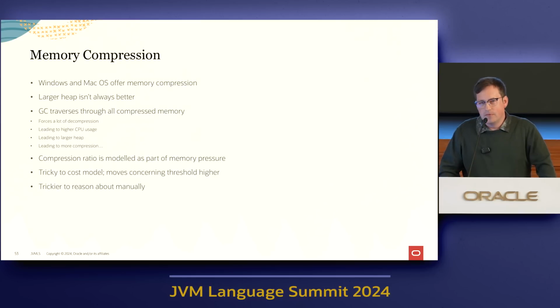So fortunately, we were able to model this in the cost modeling by looking at the compression ratio and making that part of the memory pressure. So as the amount of memory that's compressed increases, we start being more careful to increase the heap. And that made the cost modeling a little bit more complicated. But on the other hand, when you think about it, how can users reason about this? I don't think they can.